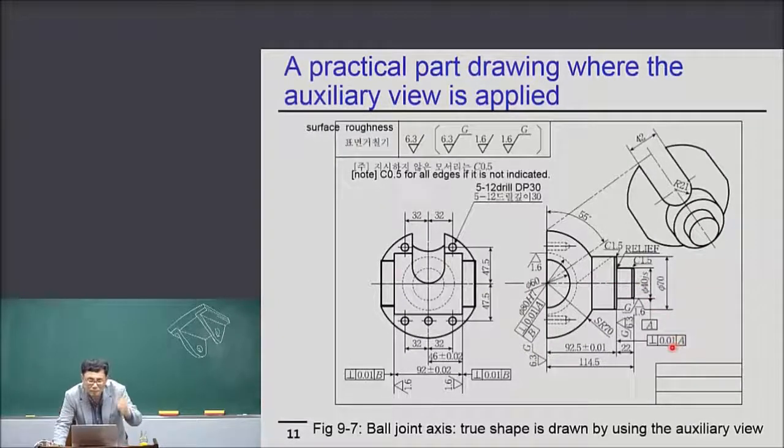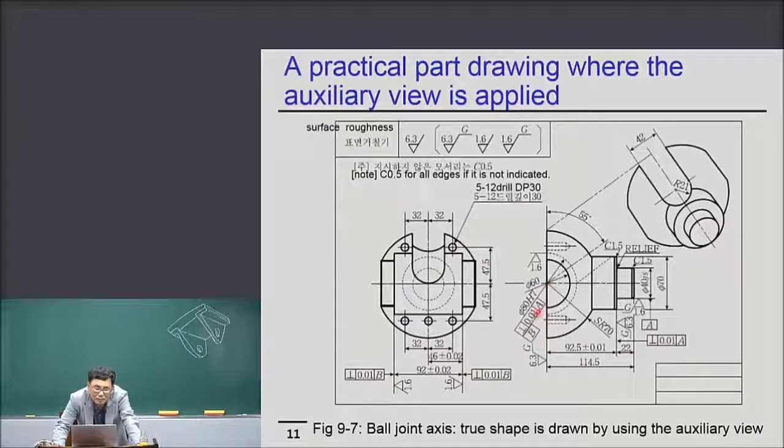Now the perpendicularity of this surface. The axis A is the axis of this cylinder. So the perpendicularity of this surface with the axis datum A should be 0.01 millimeter, right? Okay, and what about B?